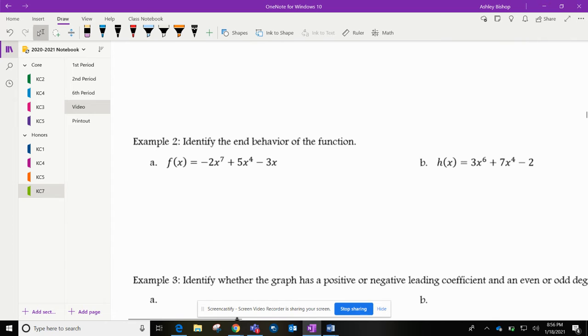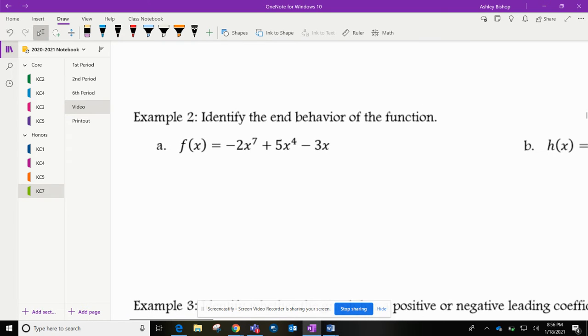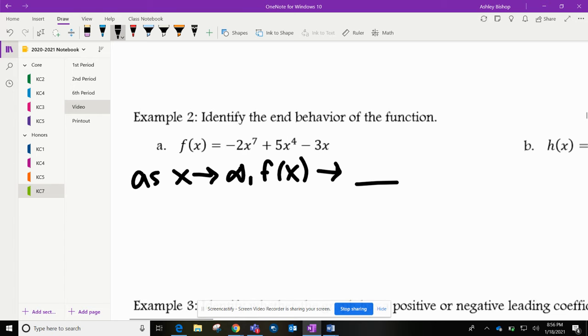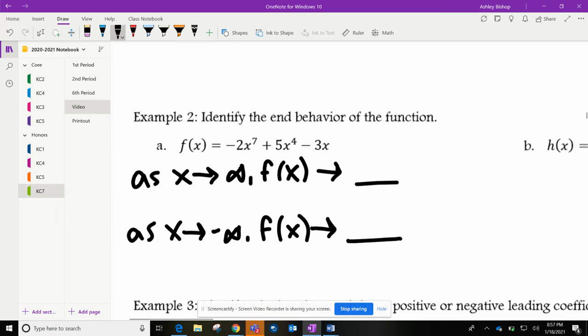Identify the end behavior of the function. Remember, the end behavior starts the same. As x approaches infinity, f of x approaches blank, and we're just filling out the blank. You need to write all of this, but it looks the same, except we fill in our answer there. That's the right-hand side, and we need to do the left-hand side. As x approaches negative infinity, f of x approaches blank.